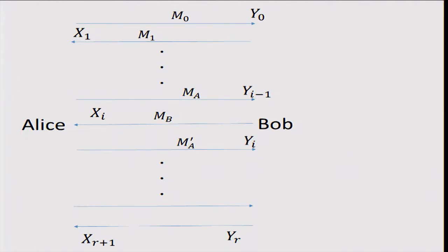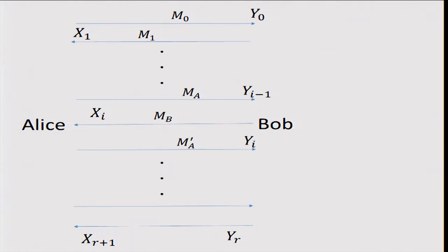Okay. Now, Y0 should be uniformly distributed, because if it is not, then Alice can simply abort and bias the output of Bob. Similarly, X1 should be uniformly distributed. And one can show that all the variables on the left and all the variables on the right should be uniformly distributed.